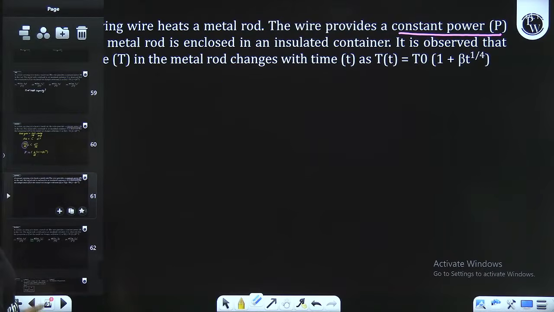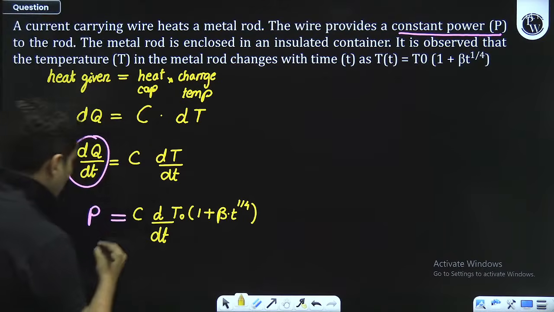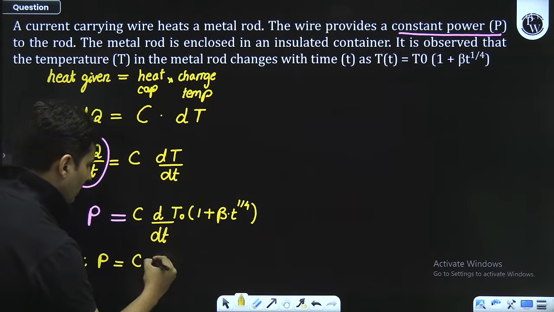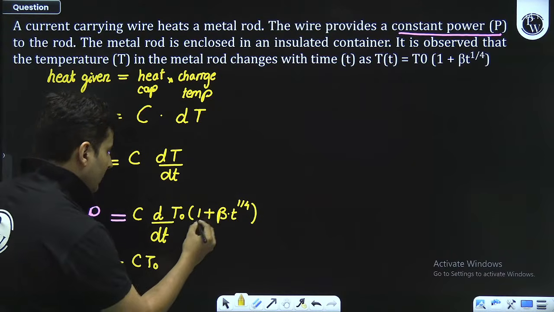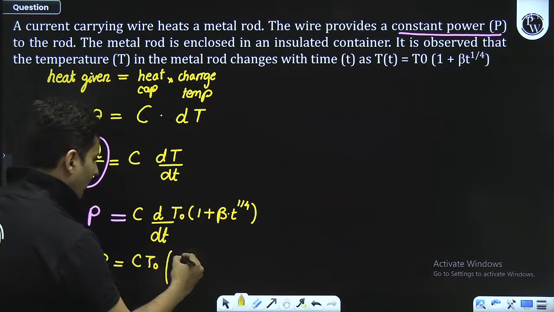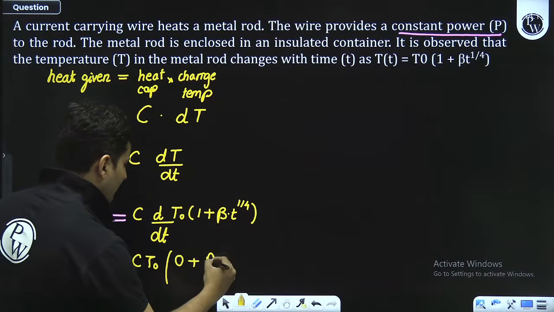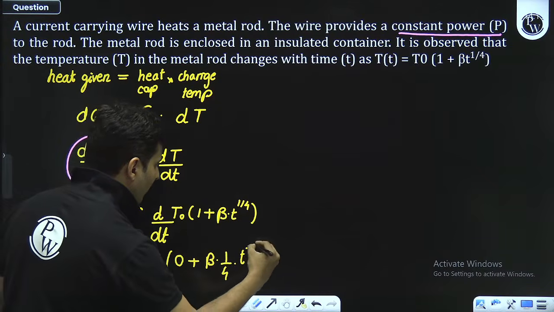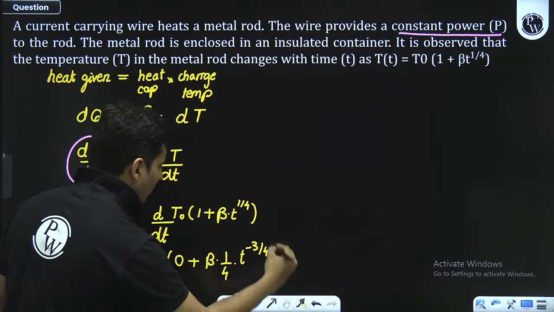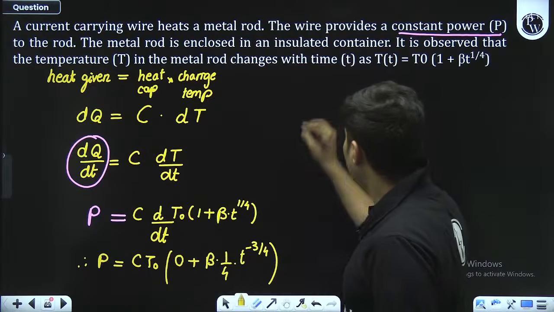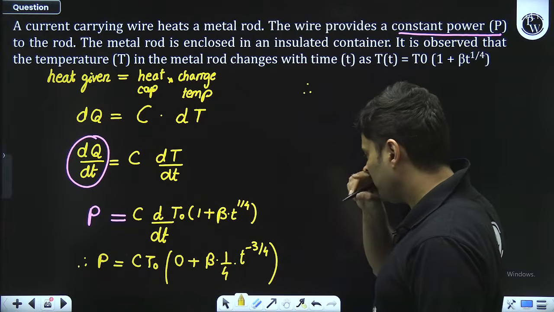Let's do this. So, therefore, P is equal to C into T naught, which will come outside. Derivative of this entire thing, check it out. Derivative of 1 is 0, plus beta is as it is. Derivative of t raised to 1 by 4 is 1 by 4, t raised to minus 3 by 4. That's it. Okay.